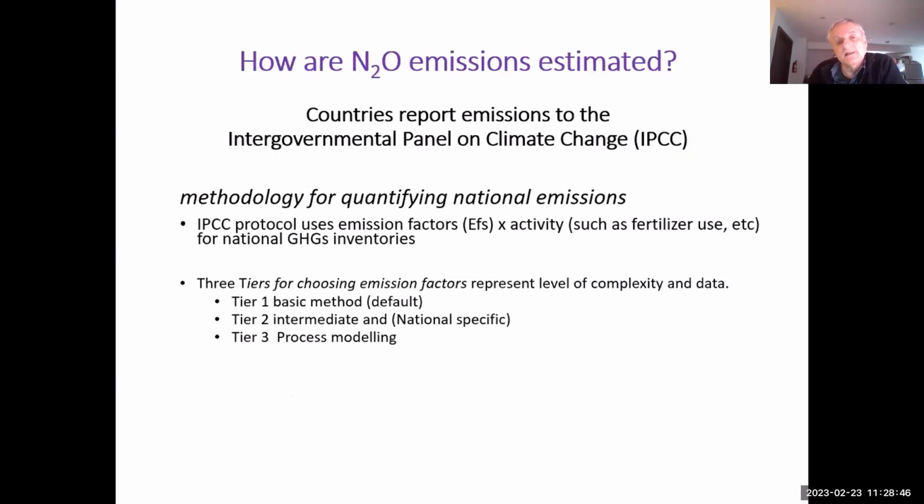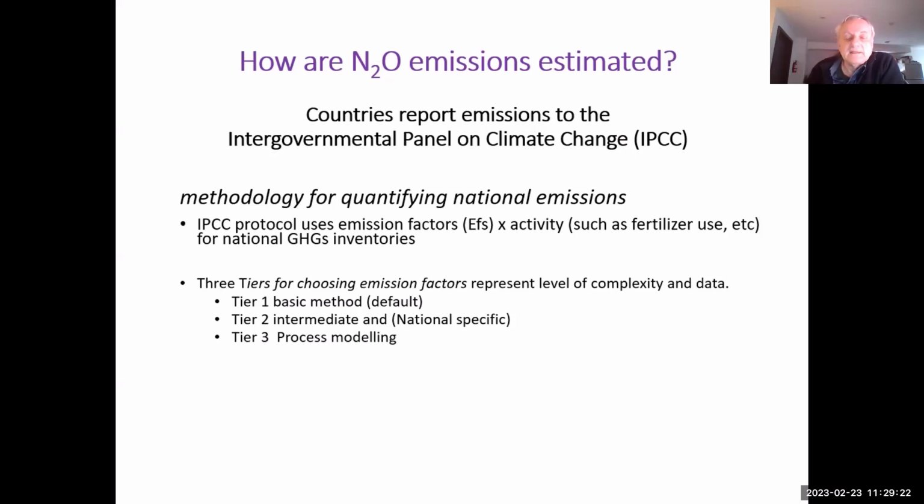So how are nitrous oxide emissions estimated? Canada and most other countries report their emissions to the Intergovernmental Panel on Climate Change, which is more frequently known as IPCC. And the methodology is fairly standard in its general context, and that is that you have emission factors for different products and different activities. The emission factors are multiplied by the activity itself, so how much fertilizer is being used, how much manure is being spread.